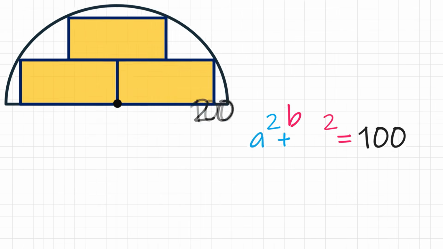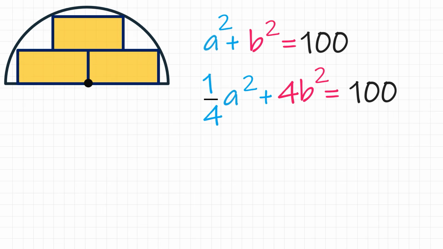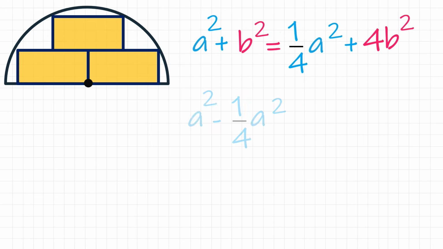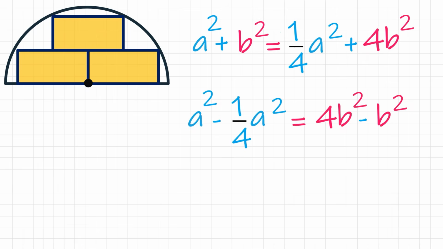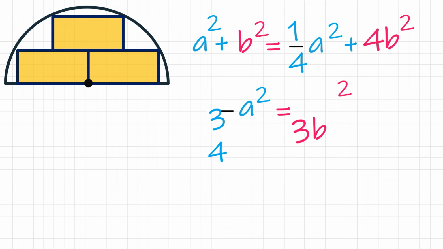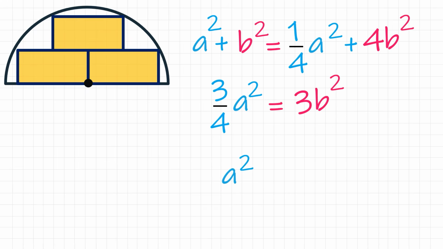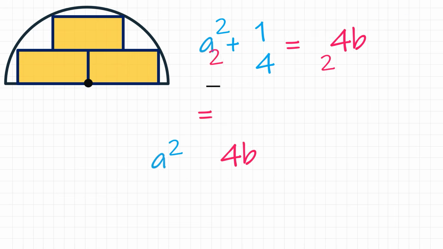This is where the puzzle begins to clear up. We have 2 equations linked by the same radius, which allows us to compare the width and the height directly. By setting them equal, the constant 100 vanishes, and we are left with a simple relationship between a and b. We algebraically manipulate the expression to get 3/4 a² = 3b². Multiply both sides by 4/3, and we find that a² = 4b².